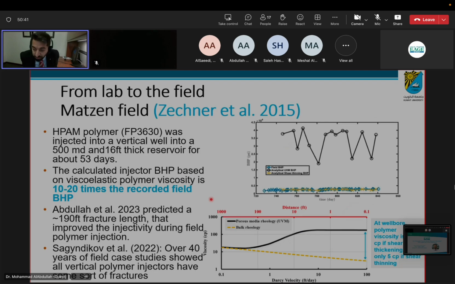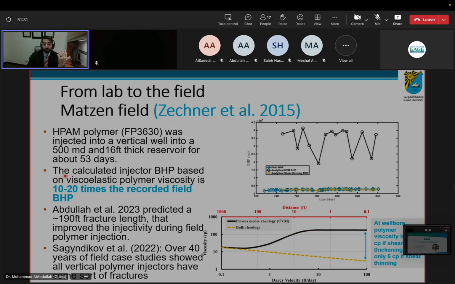Now, looking at the injectivity problem, this is part of our paper at UT in collaboration with Dr. Sirat from New Mexico. What we did to try, in Madsen field in Austria, right? They injected an HPAM 3630. This is a high molecular weight HPAM in a vertical well, 500 millidarcy, 16 feet of thickness for about 53 days. They calculated. So now what we try to do is, because we say, in the porous media, we should go for this viscosity, right? A shear thickening viscosity, a high viscosity. And we calculate the bottom hole pressure of the injector accordingly.